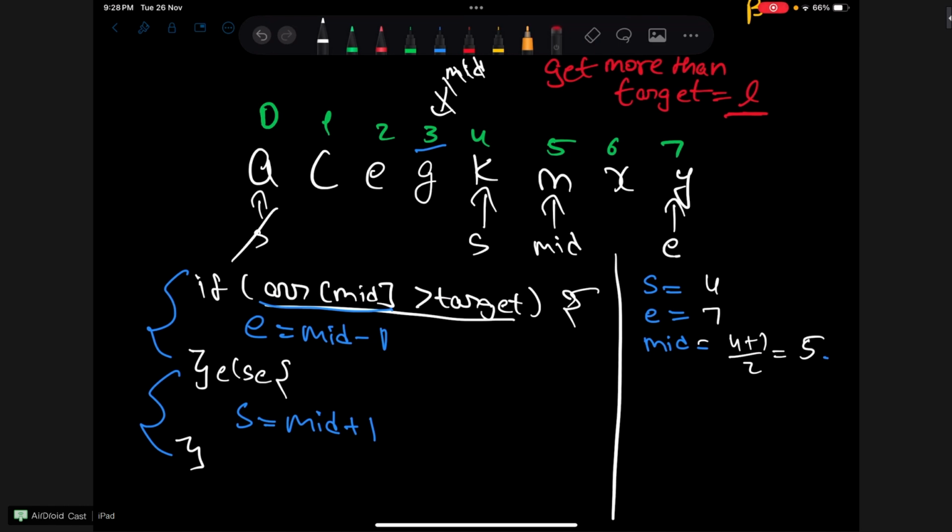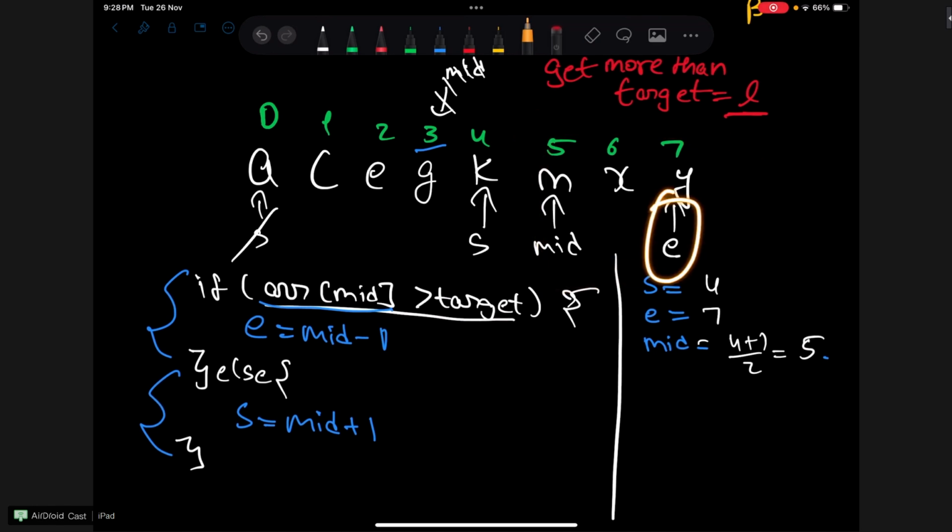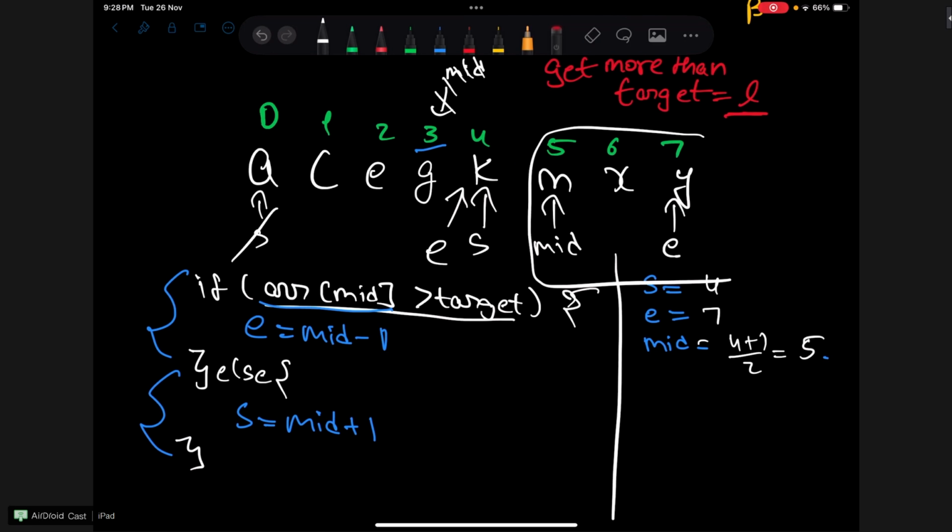Now we will check this condition again, if array of mid is greater than target. So what is array of mid now? Array of mid is m. So we'll check if m is greater than target. Is m greater than L? Yes, it is true. M is greater than L. That means the target never lies on the right side now. So what we can simply do is take the e pointer and move it right here. That is what I'm going to do next, and I'm going to exclude this target.